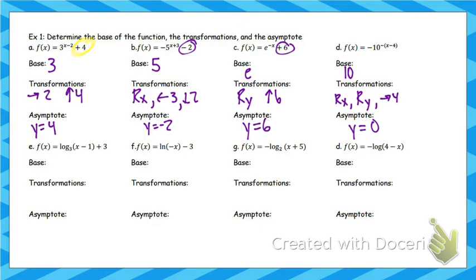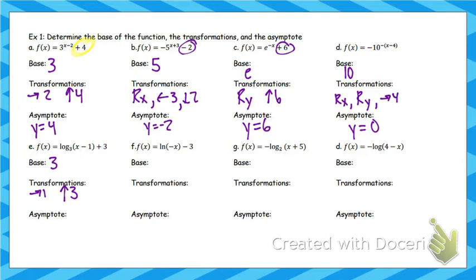All right, same thing now. We're just going to do it for log functions. Again, we're going to start by identifying the base. So the base is just that little subscript number. The base on this first one is 3. Transformations, so we've gone right 1 and up 3.